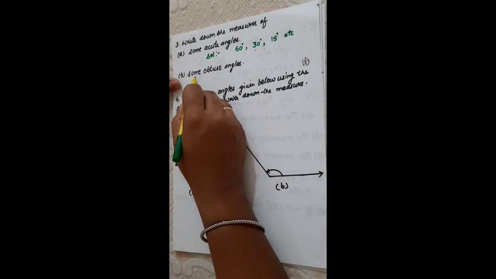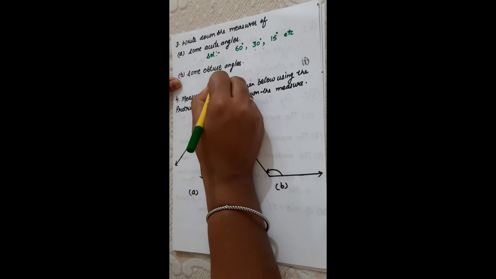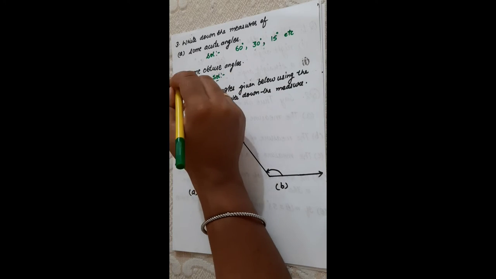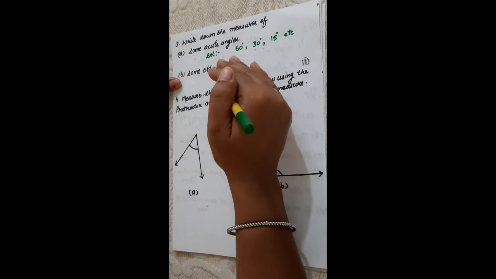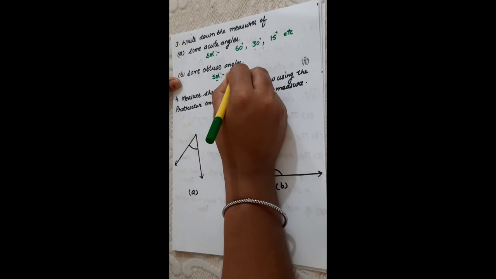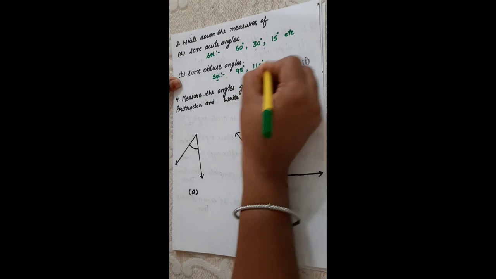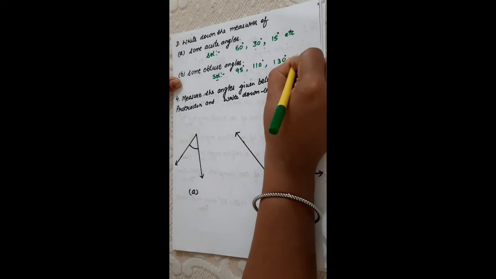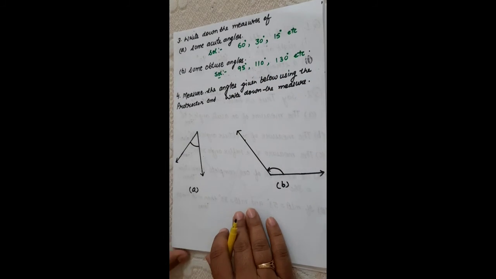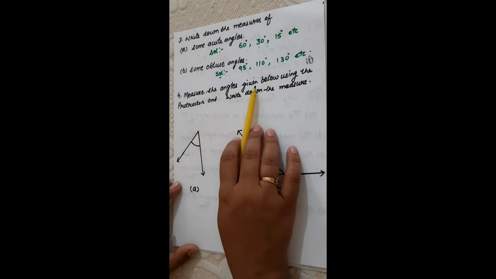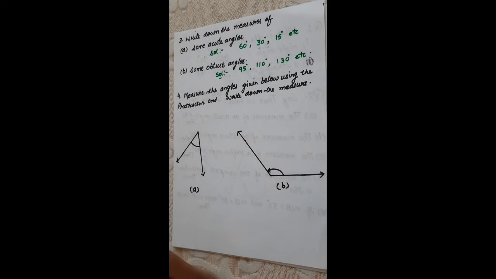Then we have to write some obtuse angles. An obtuse angle means one which lies between 90 degrees and 180 degrees, greater than 90 degrees. So we have 95 degrees, 110 degrees, 130 degrees, etc. Now next we have: measure the angles given below using a protractor.